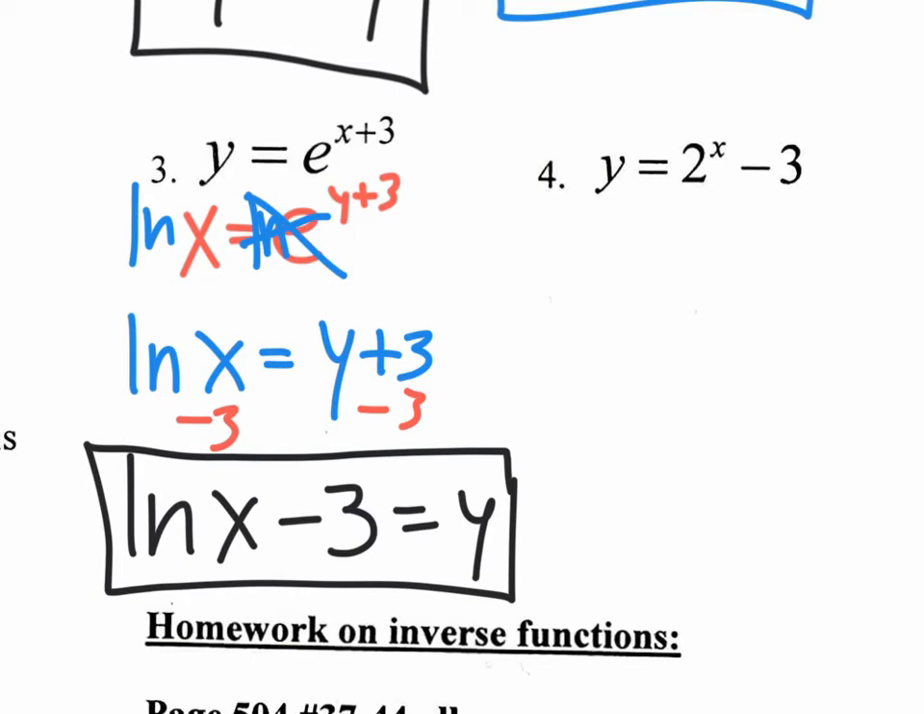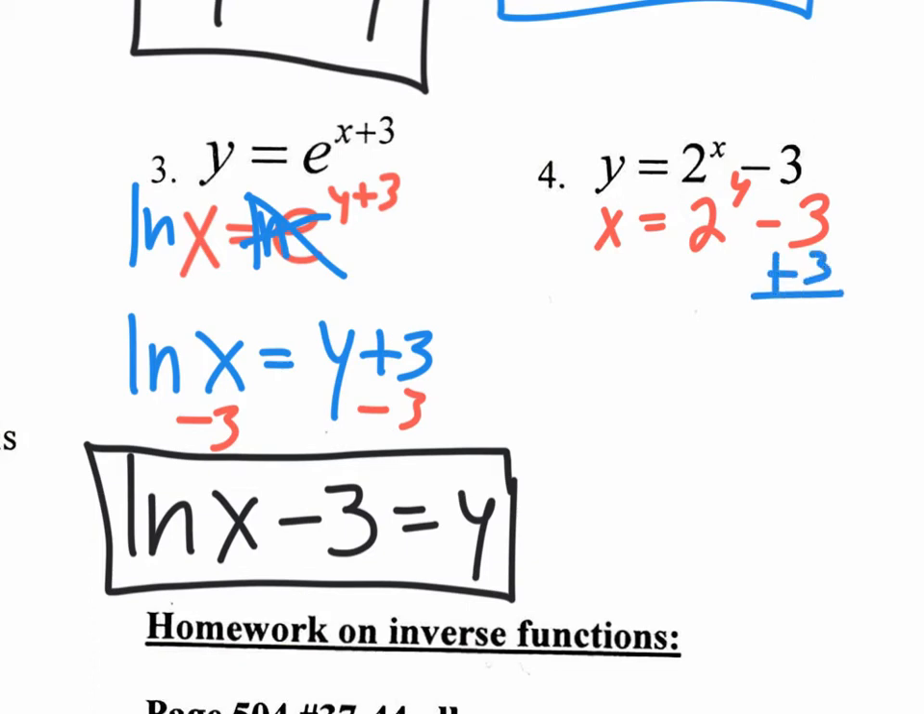Now let's take a look at number 4. I'm going to switch x and y. So I'm going to have an x right here equals 2 to the y minus 3. Now I need to solve for y. Solving for y means get y by itself on the right side of the equal sign. You don't want this minus 3, you don't want the 2. Which one is the easiest to get rid of? The minus 3.